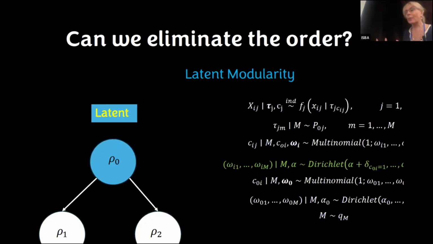But as I said, can we eliminate the order? That's what we want. We want to eliminate the order completely, and we can do that, and try to basically have a clustering model for each view of the multiview data, but then bring all this clustering information from each view together to get a consensus clustering. And we can do this by assuming that there is a latent partition of the individuals, which determines in some way the clustering structure in each view.